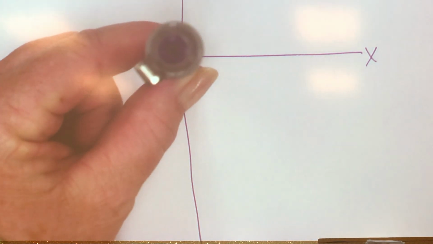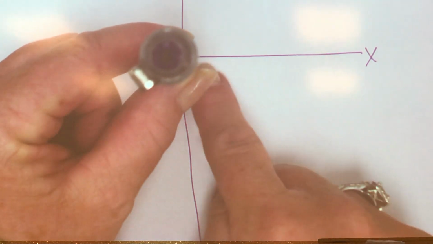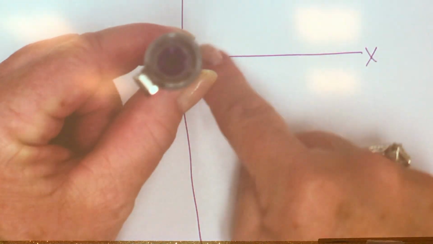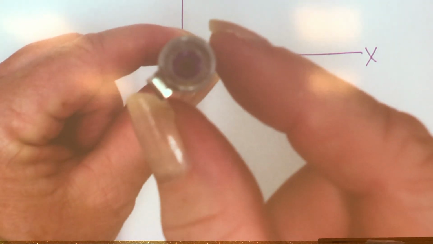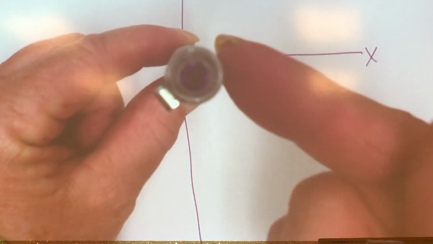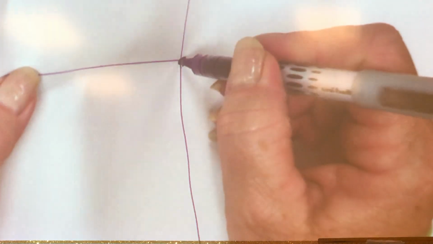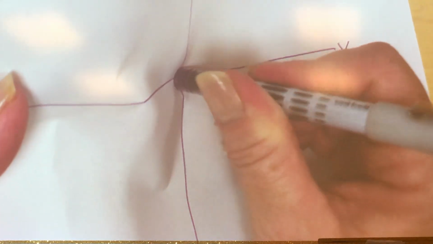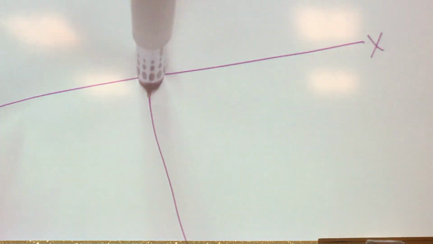Where are your positive x's? To the right. Where are your positive y's? Up. Where are your positive z's? Diagonal. It's this way. It's towards you. Oh, that's trippy. Okay? It's towards you. Now, negative. Okay? So let's talk about where that point is.